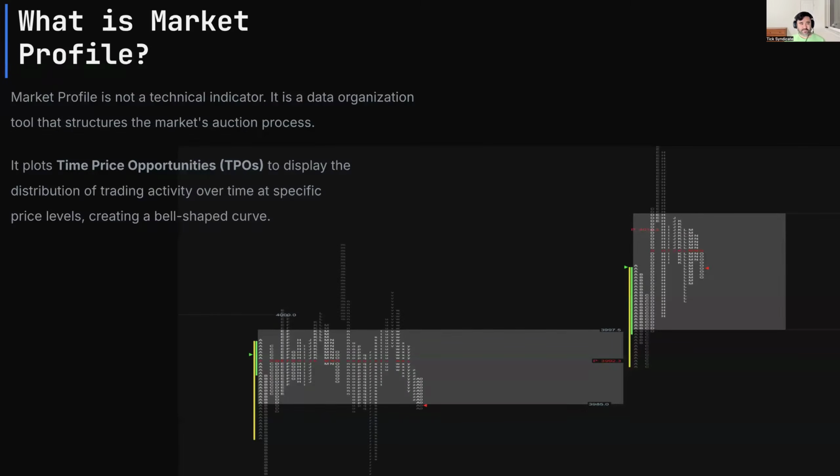So we kind of touched on this at the beginning when I was walking you through the start of my presentation, but market profile, it's not a technical indicator, it's a data organization tool, and it just structures the auction process.